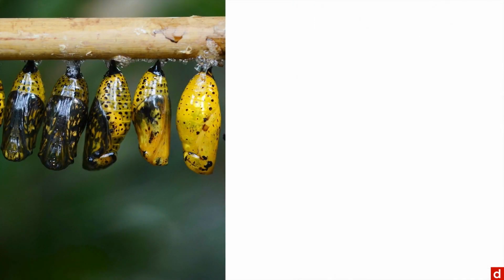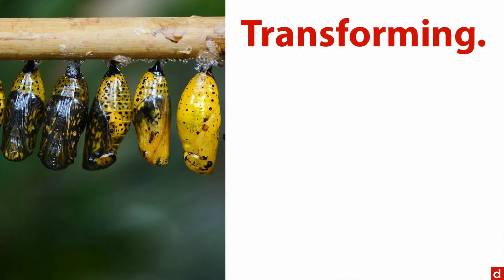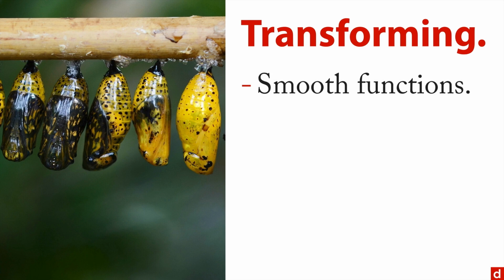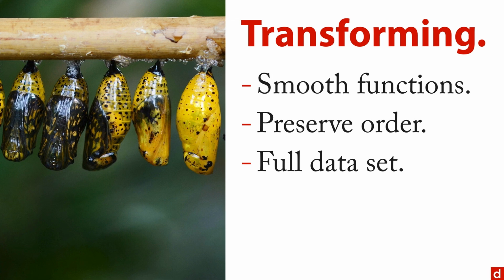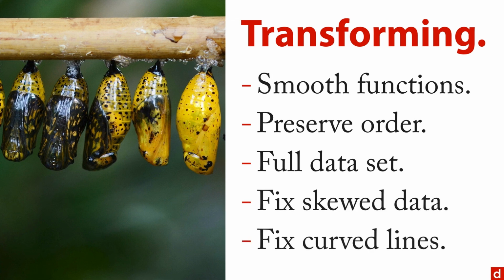And then finally, there's transforming variables. Here are our caterpillars in the process of transforming into butterflies. But the idea here is you take a sort of difficult data set and then you apply what's called a smooth function. There are no jumps in it, and it preserves the order, and it allows you to work on the full data set. So you can fix skewed data, and in a scatter plot, you might have a curved line. You can fix that.